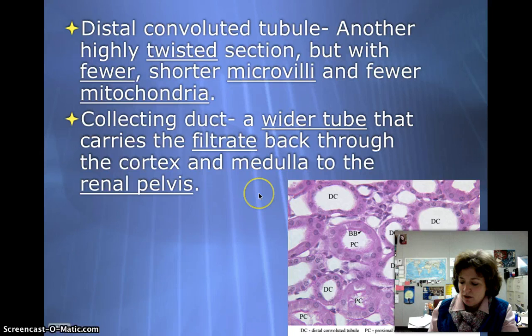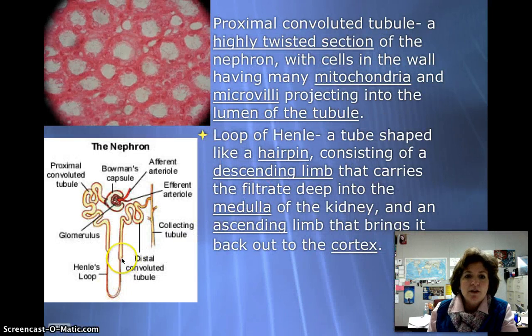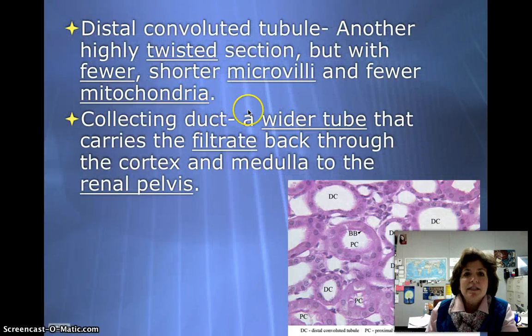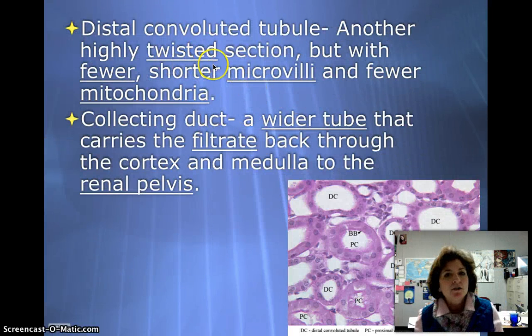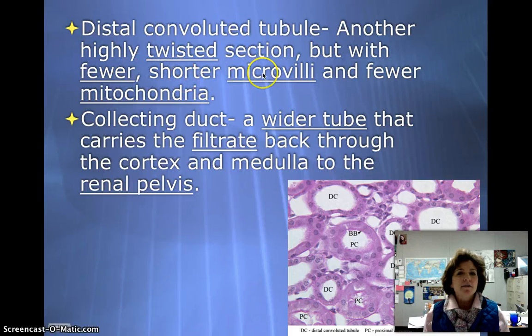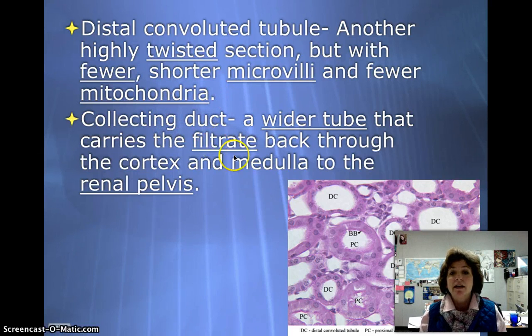So the next section, go back to the picture here, would be the distal convoluted tubule. Our distal convoluted tubule is another highly twisted section. It doesn't have as many microvilli, and it doesn't have as many mitochondria. And then it dumps into the collecting duct.